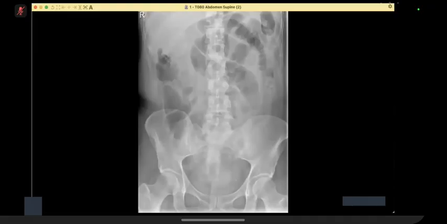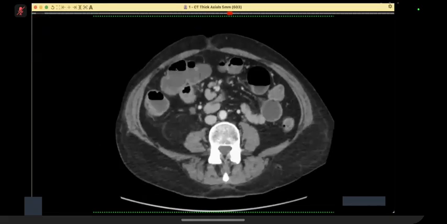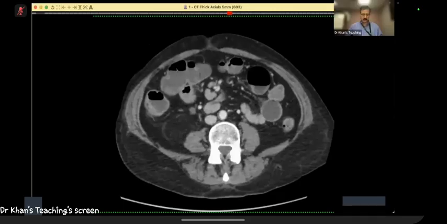I'm trying to search if there is any cause of this obstruction. Like, what would you like to do? I'd like to proceed. This is a case of emergency. Immediately, I will inform the referring physician, refer to surgery, and do a CT to check for the cause and the complications. Okay, over to you.